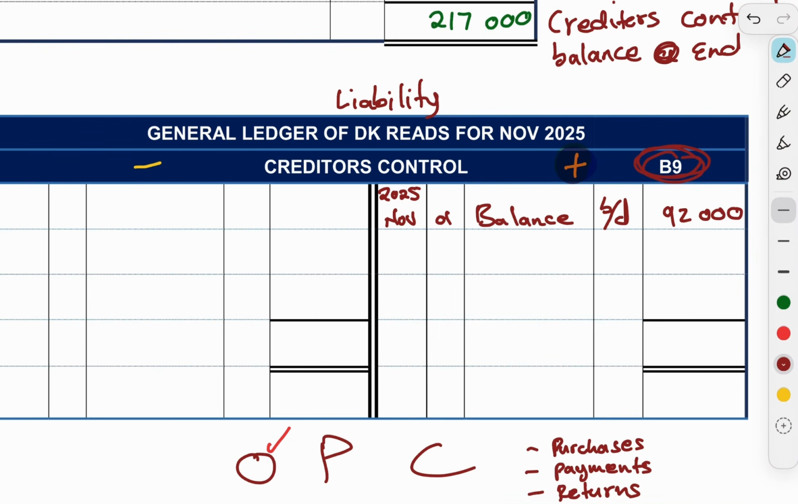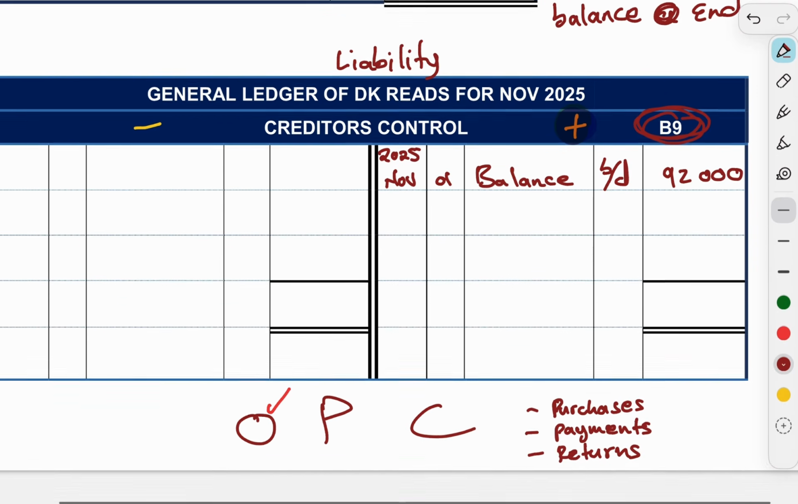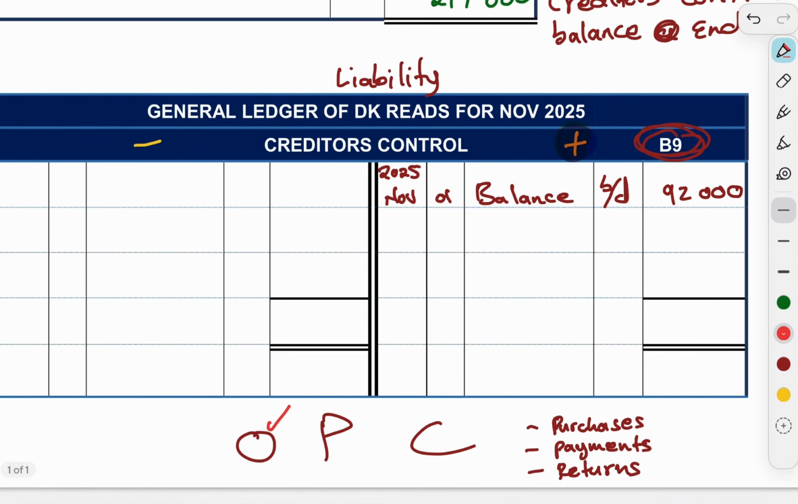264,000. Where are we going to post them? We are going to post them on the increasing side, because purchases increase the debts of the business. Okay, so let us post. So we are posting for 2025 November, so you don't have to repeat the year and the month, but it's the last day of the month, né? So the 30th. So what are you going to write under details?